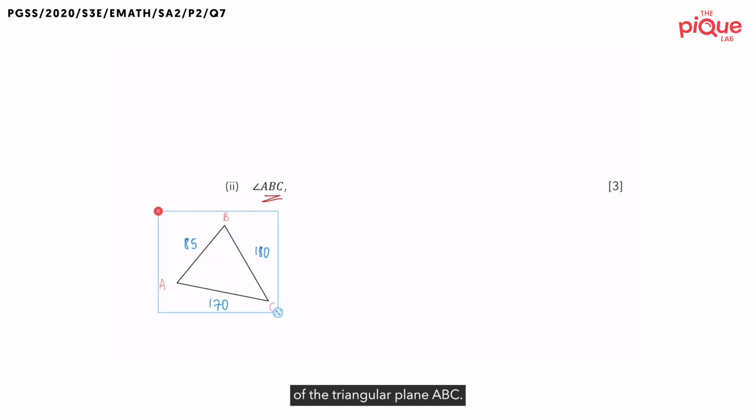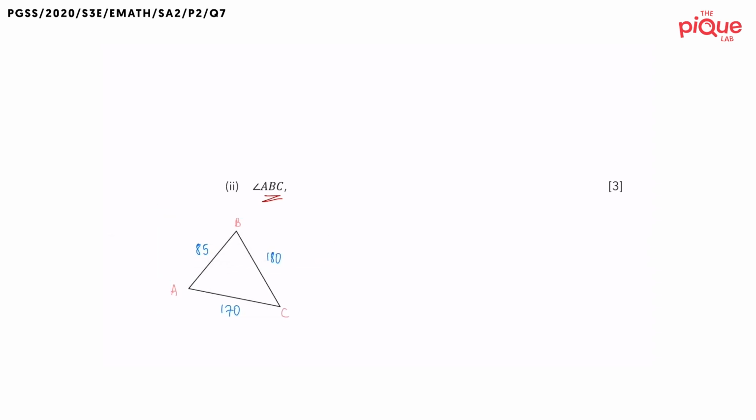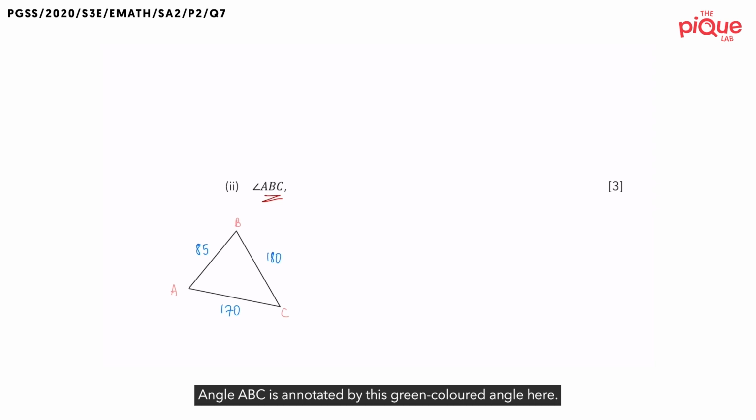Now in part A2, we are required to find the angle ABC. So let us start by first drawing a simple sketch of the triangular plane ABC. Angle ABC is annotated by this green color angle here. How are we going to find its value? Now notice that we are given all 3 sides of the triangle, but we do not have any interior angles of it. Hence, for this particular question, we will be making use of the cosine rule.